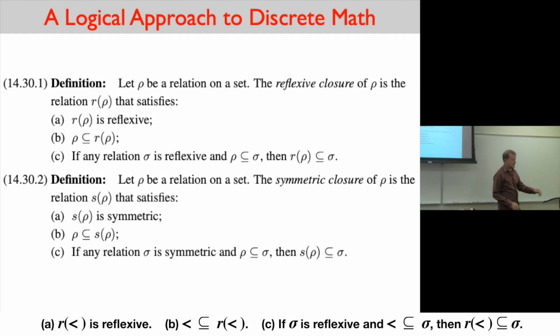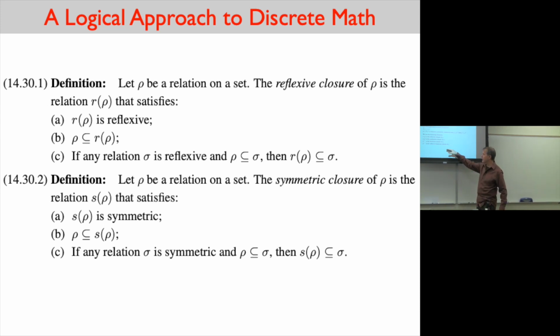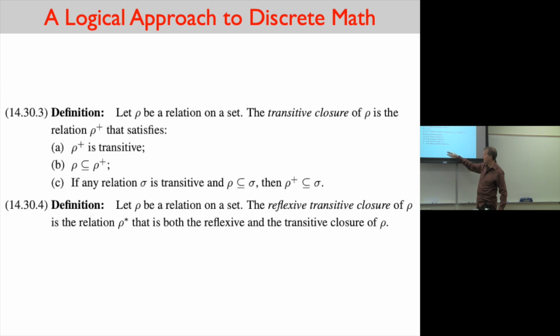Now, let's do some examples. Oh, and here's some notation. I'm not going to dwell too much on the notation. R sub rho is the reflexive closure of rho. S of rho is the symmetric closure. Rho plus is the transitive closure. And rho star, now here's the thing about this, this actually has application in compiler construction theory. Rho star is the reflexive transitive closure of rho. Okay, so that's just some notation.